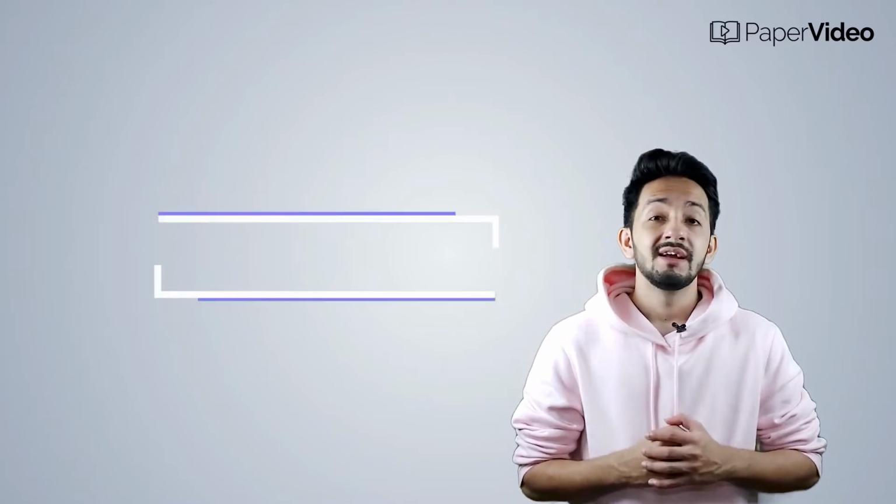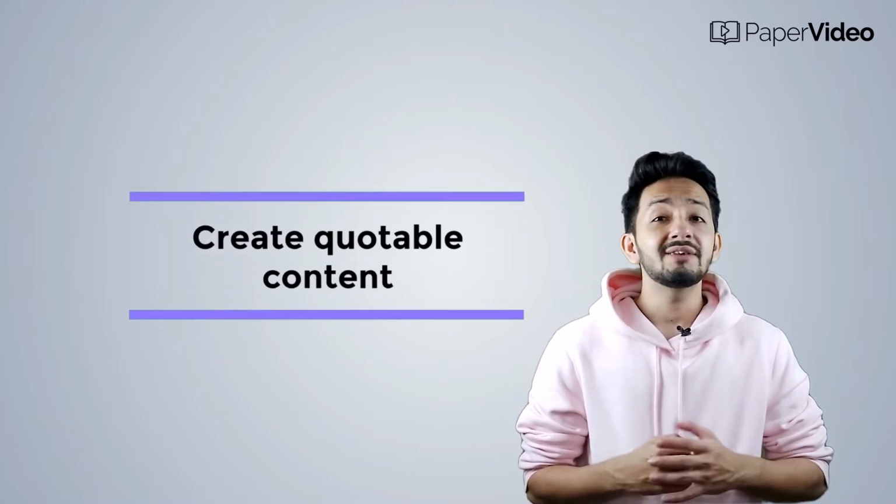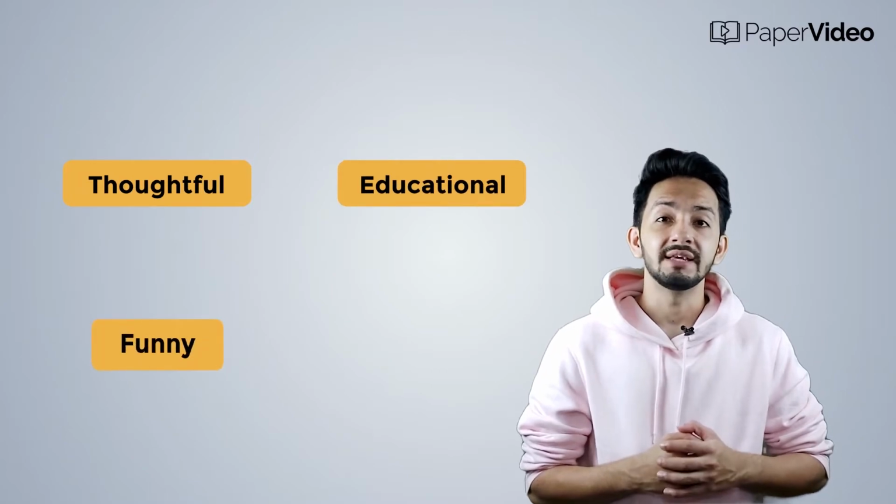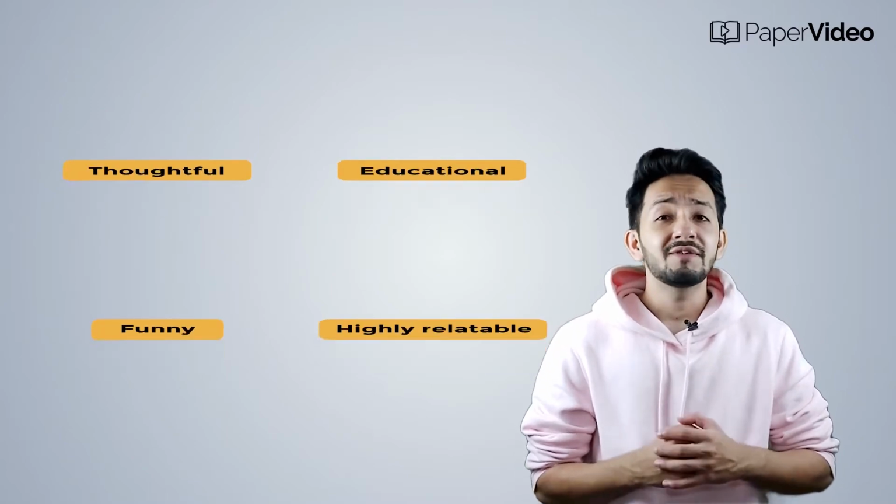Create quotable content. You should always be striving to create captions that people easily relate to, whether they be thoughtful, educational, funny, or highly relatable. People often don't think to actually type out their captions on a notepad and make it the second photo on your post. It's a great idea, as people can then easily share it either as a story or post.